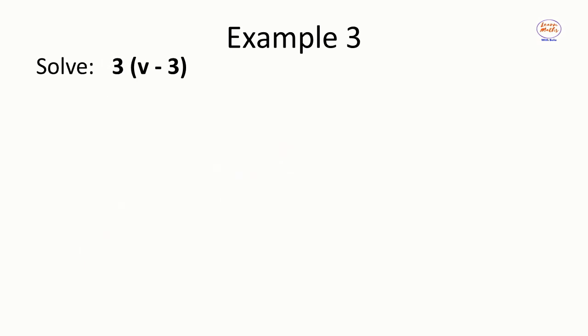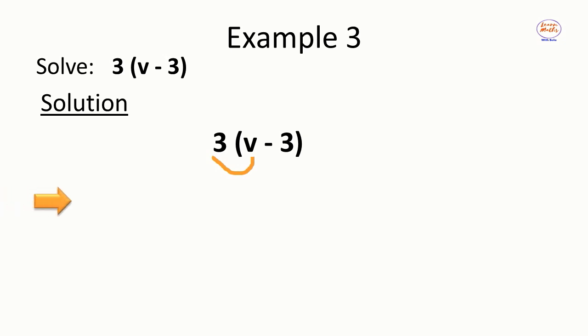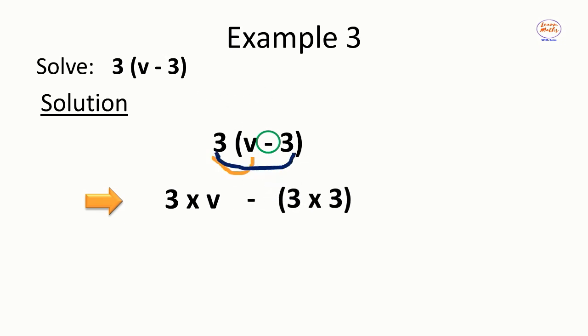Then we want to solve something different. Let's go on to solve a subtraction sign expression. So we have 3 into bracket v minus 3. Let's multiply. Remember I said it before that there is a multiplication sign between your 3 and the bracket. So we have 3 times v. The minus sign, don't forget that. Then 3 times 3. So our 3 times v is 3v minus 9.